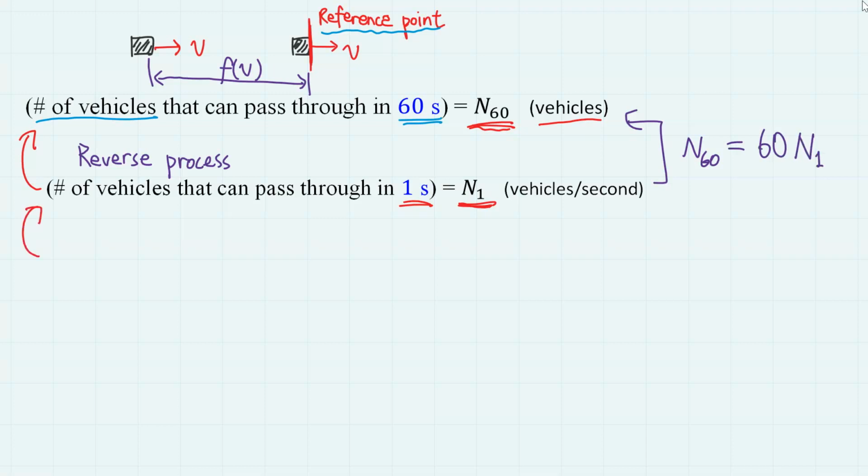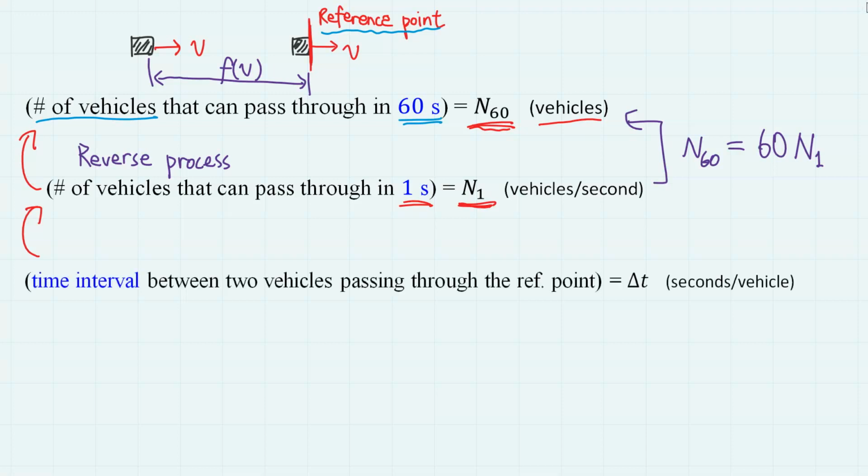Now, what do we need in advance to calculate this n1? Well, we need to know how long it takes after one vehicle passes a certain point before the next vehicle passes that point. If we call this time interval between two vehicles passing through the reference point delta t seconds per vehicle, then n1, the number of vehicles passing through the reference point per unit second, is simply the reciprocal of this time interval. So let us calculate this delta t.